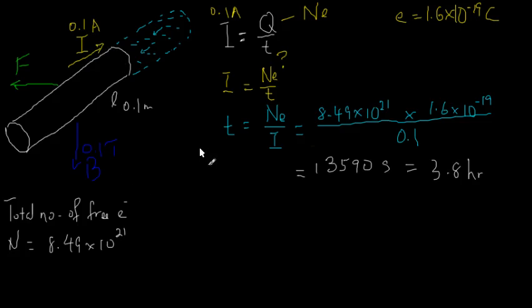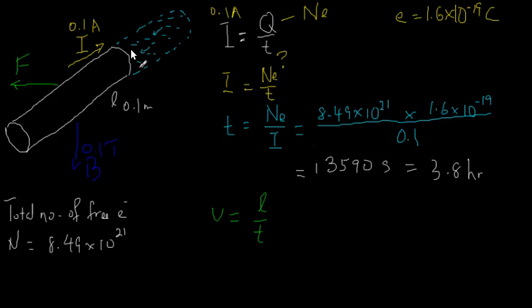So having now found the time, we can find the velocity. The velocity is just the distance traveled divided by the time. Right? L, the 0.1 meter, is the distance that the electrons need to travel as they come in to fill the rod.